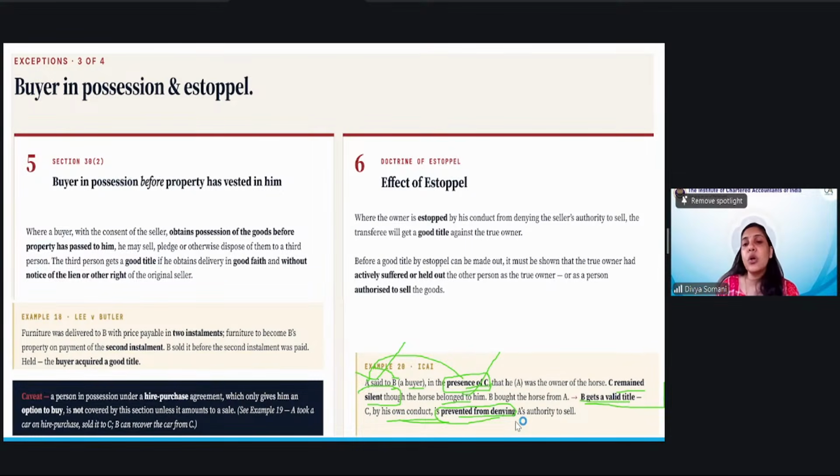If you had to stop, you had to stop earlier. Why have you not said anything before? So now you do not have any right to cancel this sale. This sale has happened. So this is a case of estoppel.